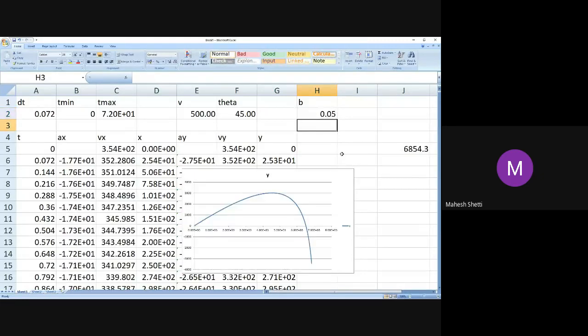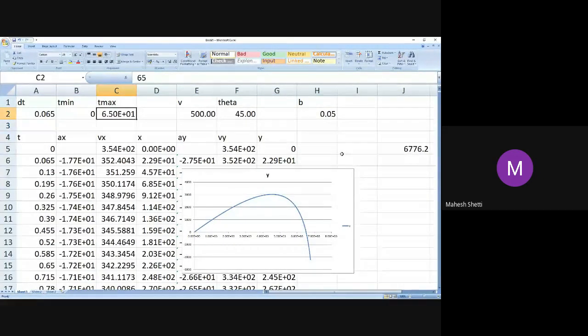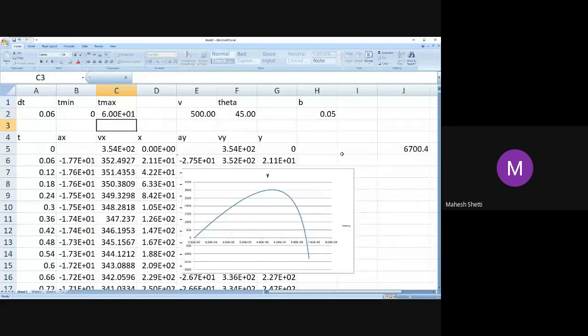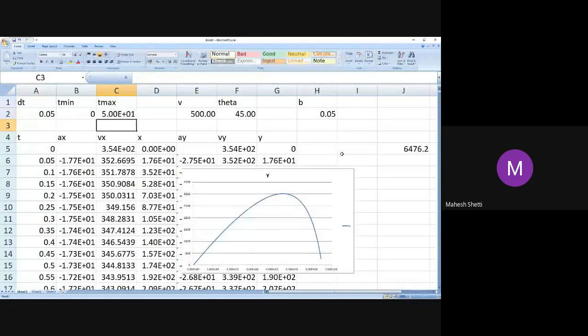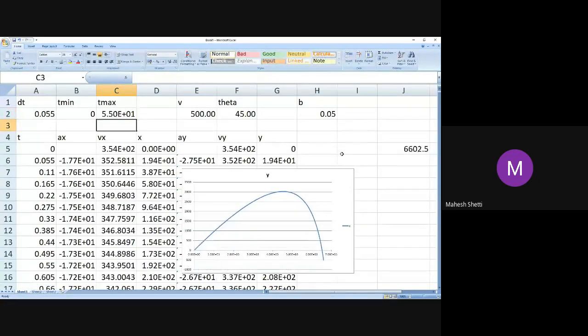Now, if I introduce B as 0.05, so it is sufficiently skewed, it doesn't need 72 seconds. Let's suppose it is 65 seconds, or 60. Now I change. Now what is the value here? You see 6,600 meters. So from 25 kilometers, it came down to 6 kilometers with this particular damping factor.